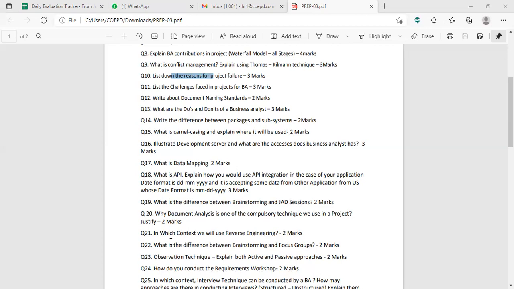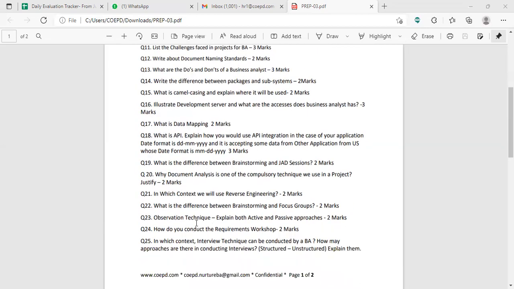Okay, the ninth one here is the difference between brainstorming and chat sessions. These two are nothing but elicitation techniques that the business analyst would use. In requirements engineering or requirements management, it clearly talks about what brainstorming and chat sessions are, and you can explain one or two differences between these two.